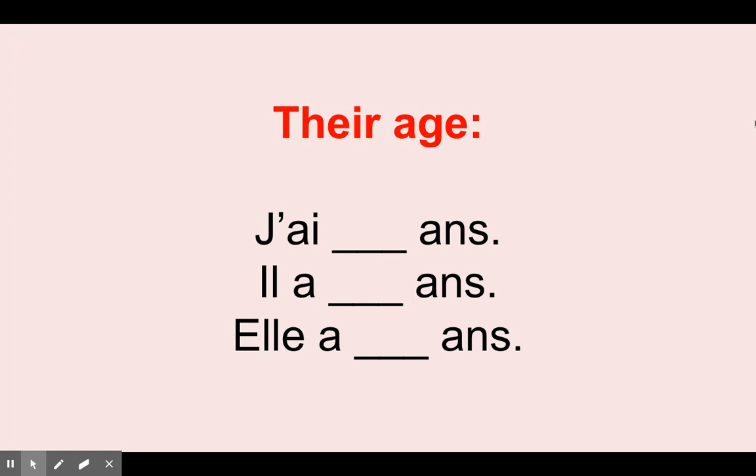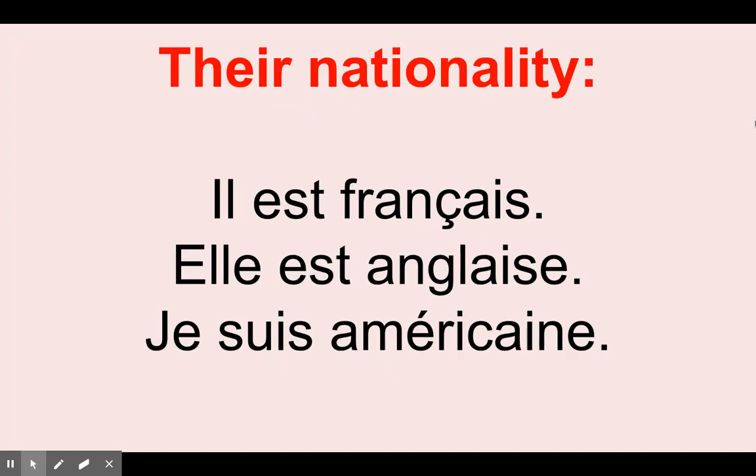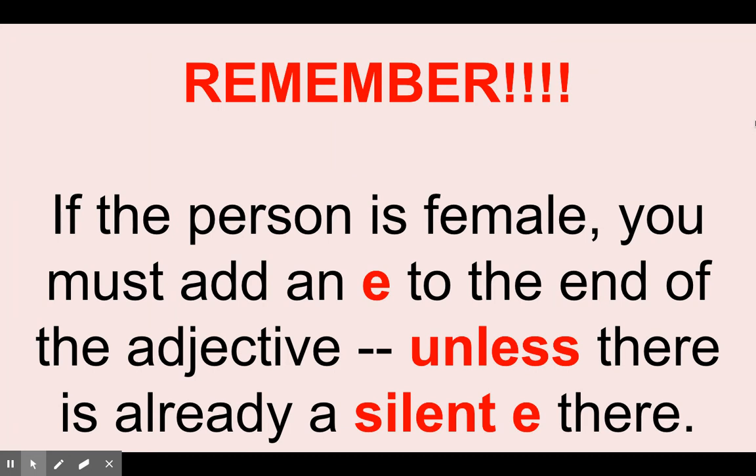And remember that all has to go at the end of the sentence. And finally, their nationality. Il est français, elle est anglaise, je suis américaine. Give your family members lots of different nationalities. For example, your mother and your father could be different nationalities than the kids. Okay, let's remember, if the person we're describing is female, you need to add an E to the end of the adjective. So français, française, américain, américaine. Unless there's already a silent E there, in which case you don't need to worry about it, but none of these have that, so we're okay.